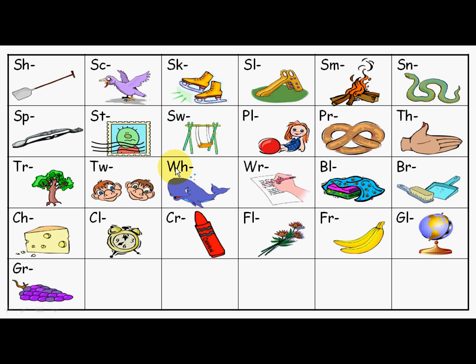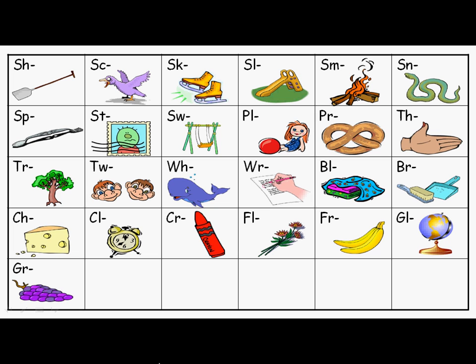Wh, whale. Wr, right. Bl, blanket. Br, broom. Ch, cheese. Cl, clock. Cr, crayon. Fl, flowers. Fr, fruit. Gl, globe. Gr, grapes. And that is the blends chart.